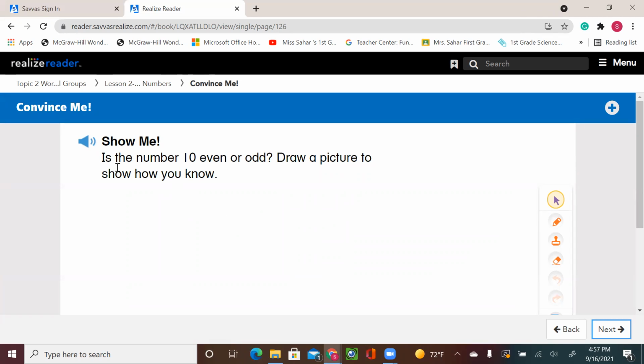So now, is the number 10 even or odd? Draw a picture to show how you know. You're going to draw. Either you can do the cubes or you can go back to the squares and see if the first row is exactly the same number as the second row.